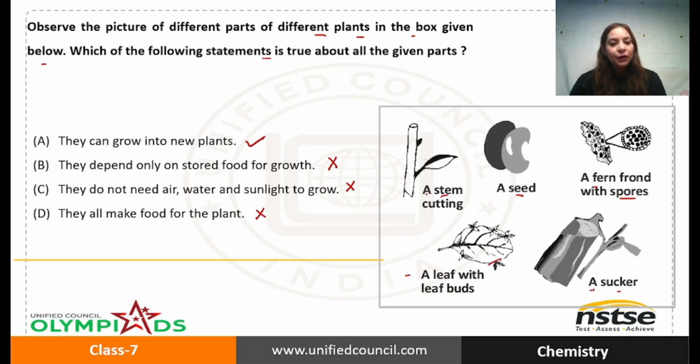Whether we talk about a stem, for example, if I talk about rose, how is rose propagated? It is propagated through stem. A seed is a reproductive unit. It can develop radicle and plumule, and obviously it can give rise to a new plant. Spores, again, when they fall off, can form a new plant. Leaf buds can form, and even a sucker can form. So therefore, in this question, option A is the correct answer. They all can grow into new plants.